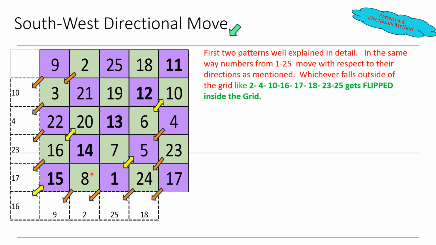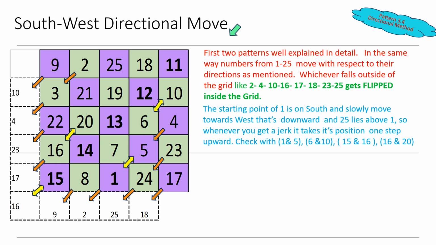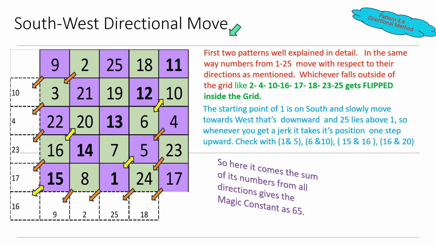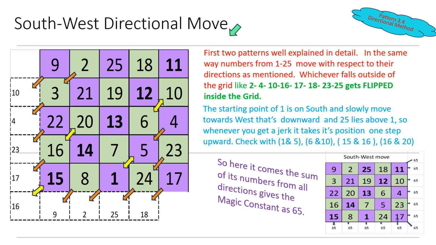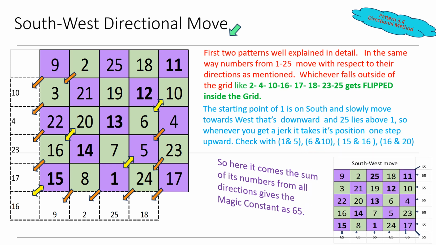After that 7, 8, 9 get flipped inside. Then 10 gets flipped inside. There is a jerk, so it occupies the position above 10. Check the numbers 1 and 5, 6 and 10, 15, 16 and 20. It's above the number, it's taking its position. Now check the magic constant: you are getting 65 in all the directions.